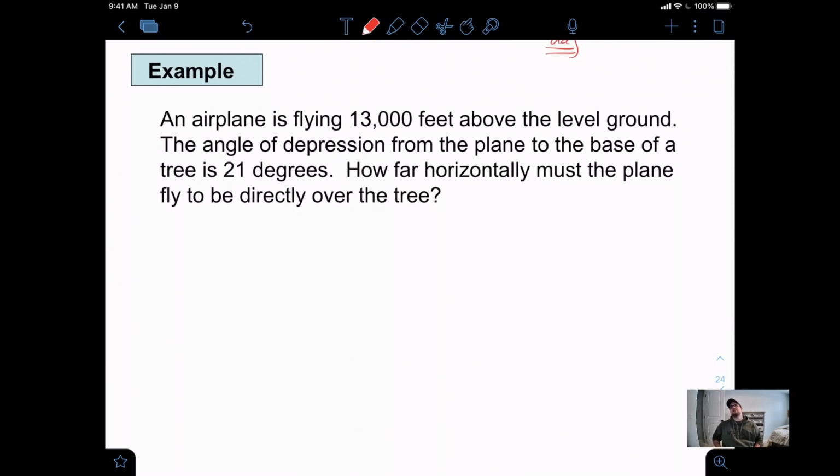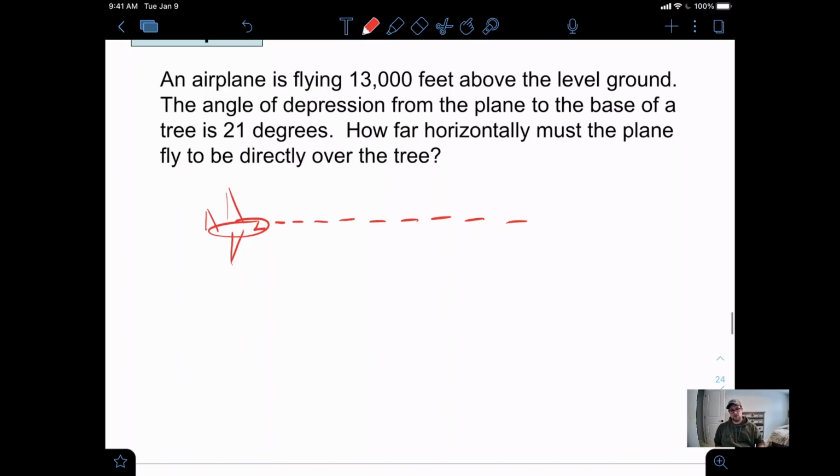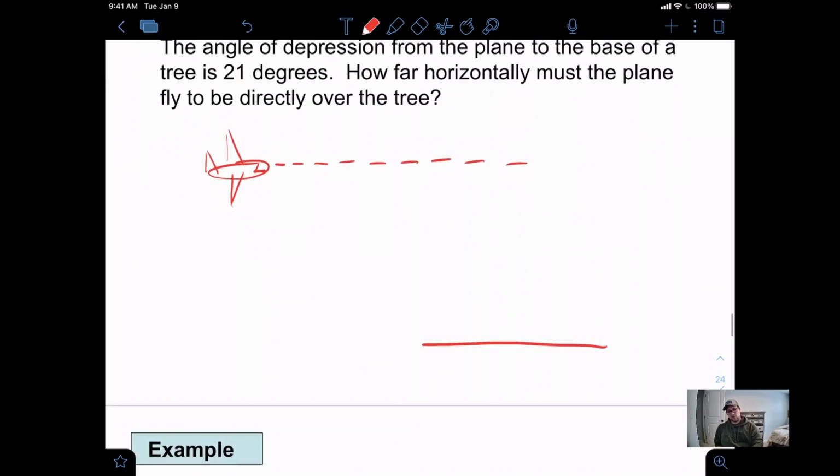It says an airplane is flying at 13,000 feet above the ground. The angle of depression from the plane to the base of a tree is 21 degrees. So we have our little airplane. Here it is. The wing, the other wing, the tail, the cockpit. This guy's flying. Now his normal line of sight is going straight out, and that is parallel to the ground over here.